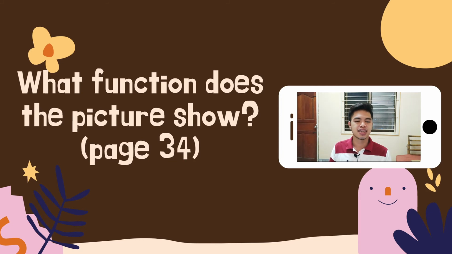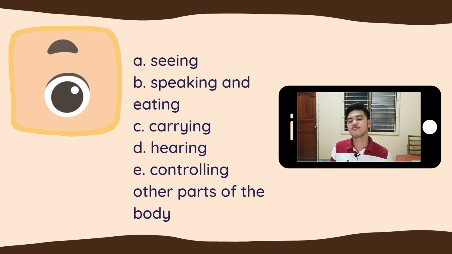Okay? So let's go. Okay, so for this picture, what is this for? What is this part for? What are the eyes for? Is it A, for seeing, B, for speaking and eating, letter C, for carrying, letter D, for hearing, and letter E, for controlling other parts of the body. So we're going to match it in our book, okay? But here, we're just going to encircle it, okay, for you. So here, the eyes are used for letter A. The eyes are used for seeing, okay?